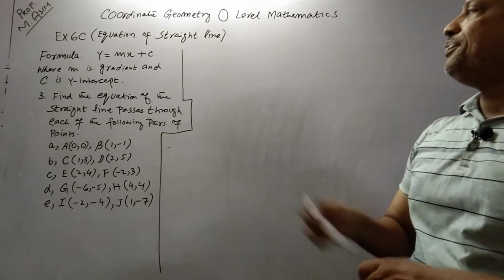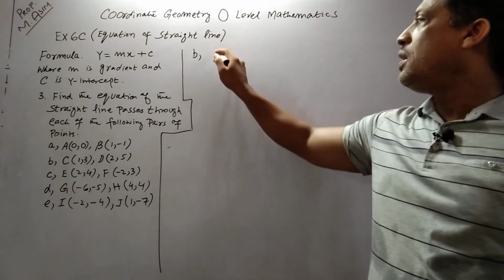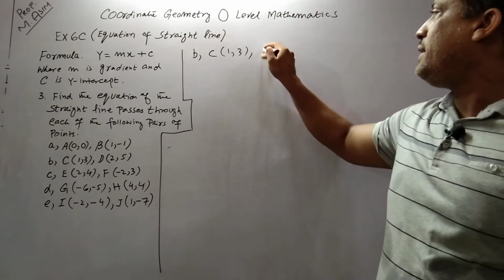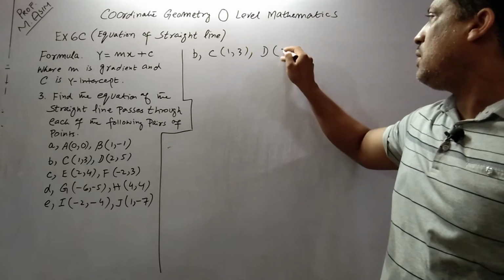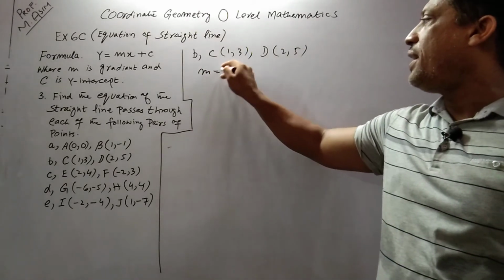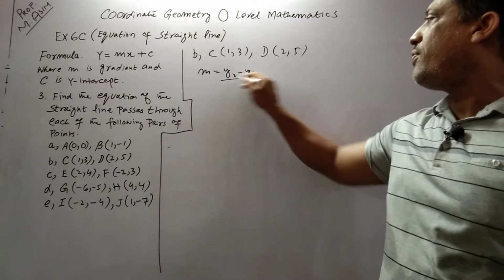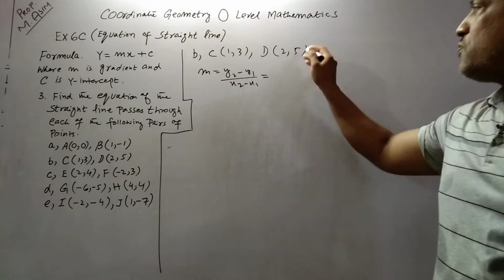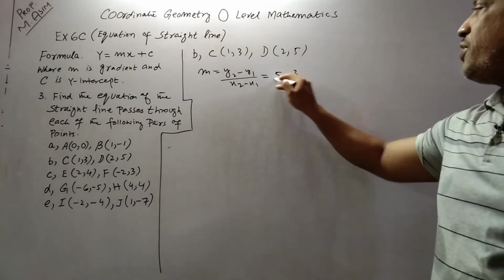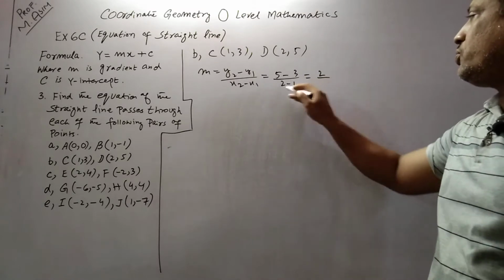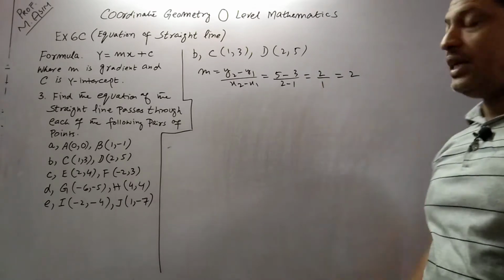What is part B? C is (1, 3) and D is (2, 5). First we have to find the gradient: y2 minus y1 over x2 minus x1. What is y2? 5 minus 3 upon 2 minus 1. 5 minus 3 is 2, 2 minus 1 is 1, 2 upon 1 is 2.